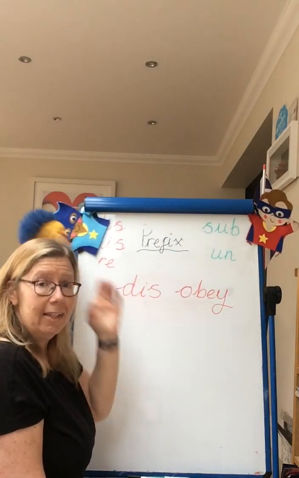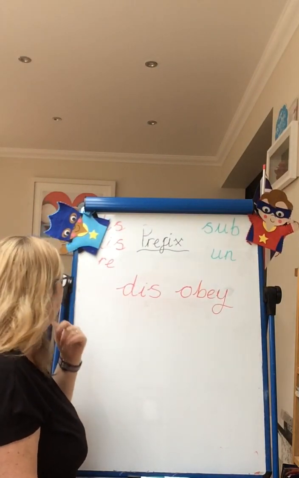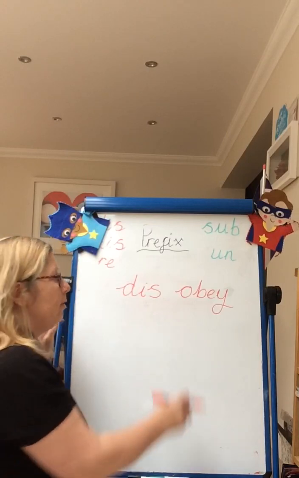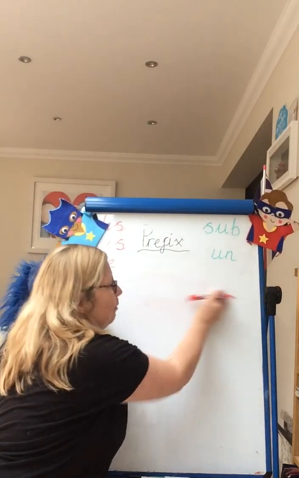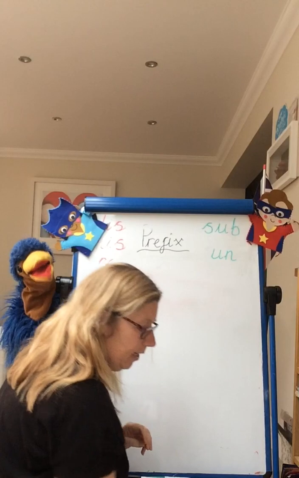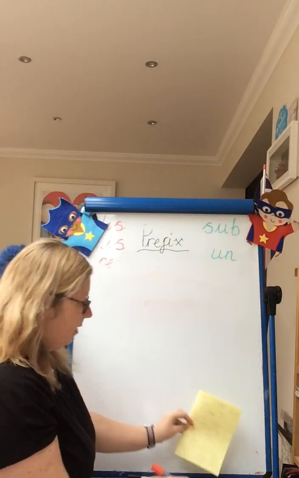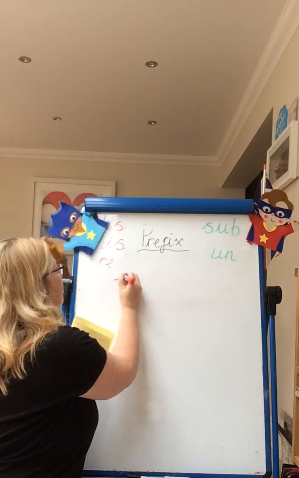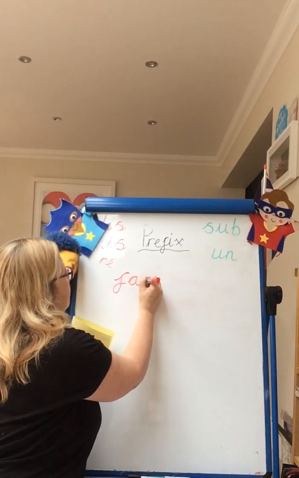Sub means under. Emu, are you disobeying? Okay, and re means again. So I'm going to put some words up for you to try and see if you can write them down. I've got the words written down here to remind me. You know, I always like my words to remind me. So I'm going to write the word fasten.